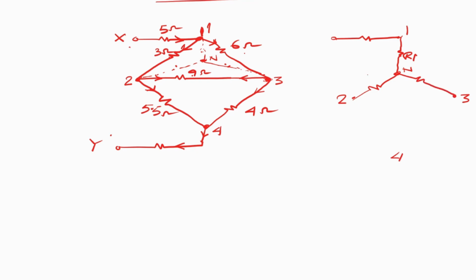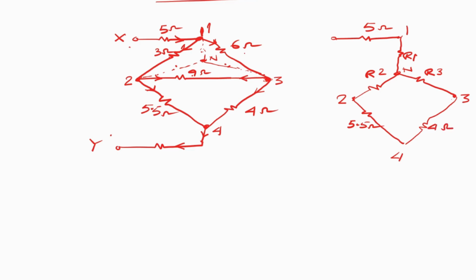So these are the R1, R2 and R3 values. When the neutral point connects to terminal number 1, this value is known as R1, and neutral point to terminal number 2, this value is known as R2, and neutral point to terminal 3, this value is R3. This 5 ohm keep as it is. And terminal 2 to 4, you keep the value as it is, that is the 5.5 ohm resistor. And 4 to 3, keep as it is, that is the 4 ohm resistor.